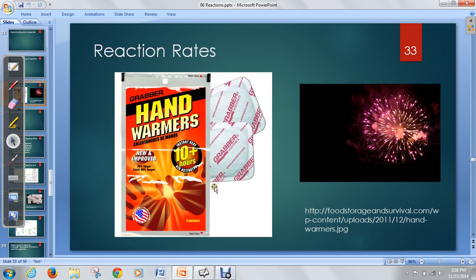So in a hand warmer, you obviously want this to last a long time. A lot of them last for a couple hours, some even last up to 10 hours, or at least they claim they last that long. But the point is you don't want the reaction to happen too fast. You want this to last a long time. So this is going to be a very slow reaction.